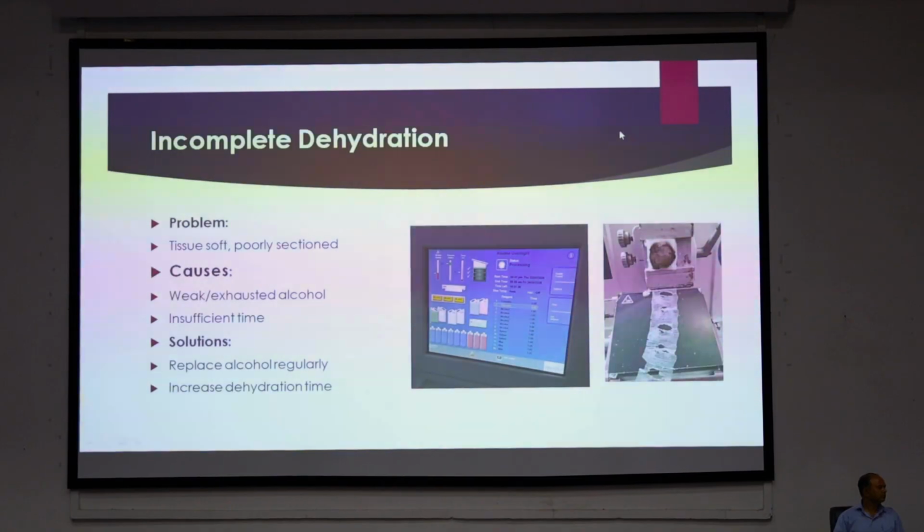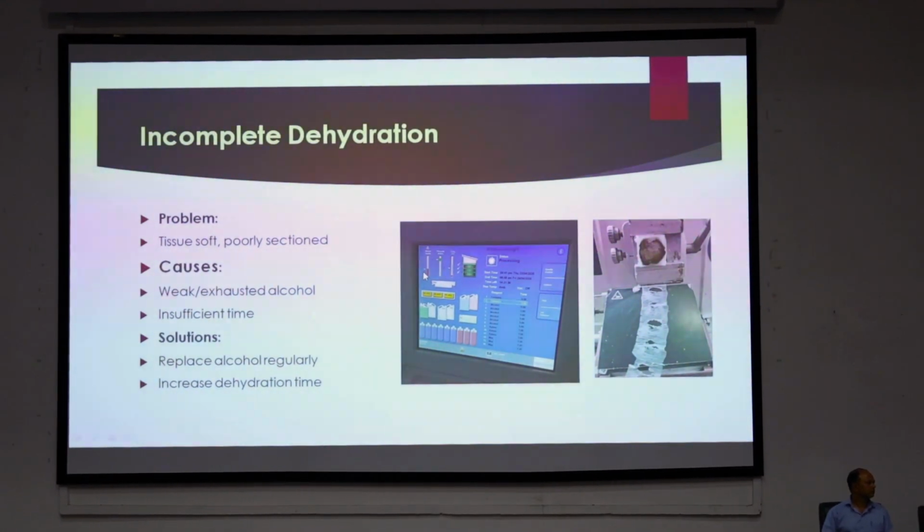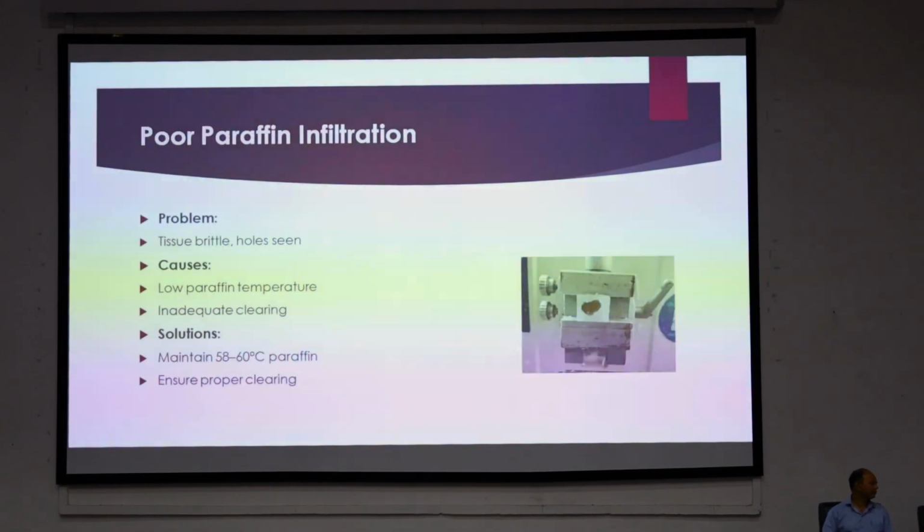Meanwhile, if you check our machine, the alcohol quality is actually very low; it has gone below the red mark. You always need to make sure that the alcohol quality stays above the red mark. The solution for this is, as I have already said, to replace alcohol regularly and increase dehydration time.